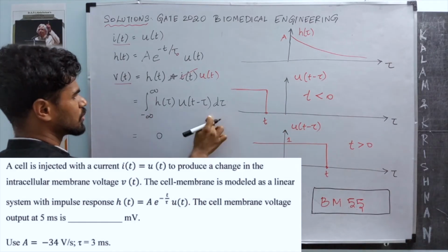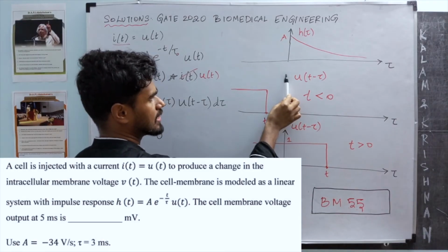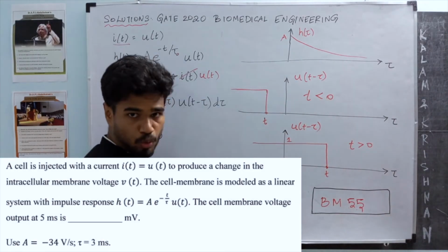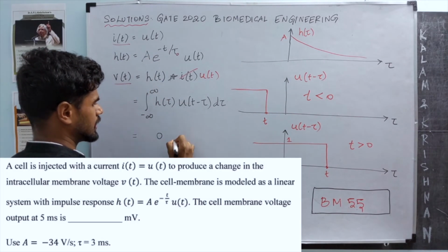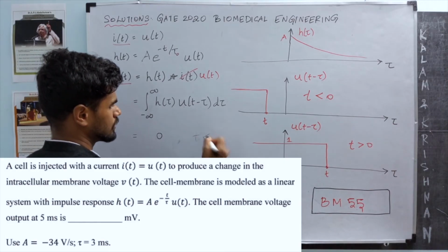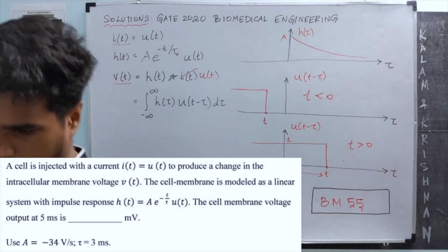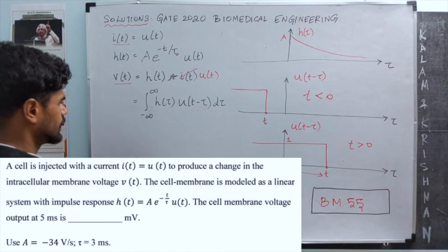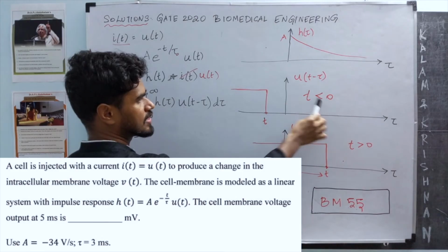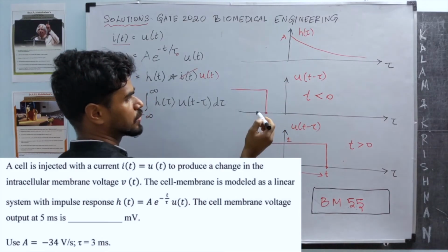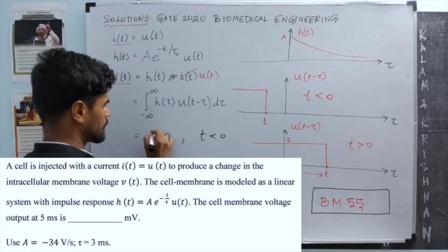Now this becomes useful to find this integral, because you notice whenever t is less than 0, these two functions do not overlap, hence their product is 0, right? So this integral is 0. Notice that the product of these two functions, before tau is t less than 0, this function is 0. So the product of the two functions is 0 when t is less than 0.